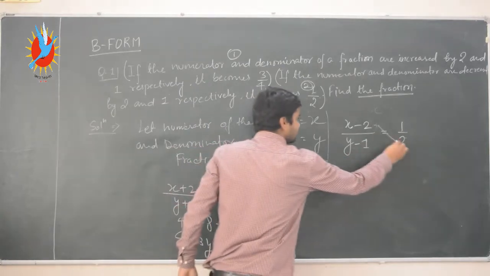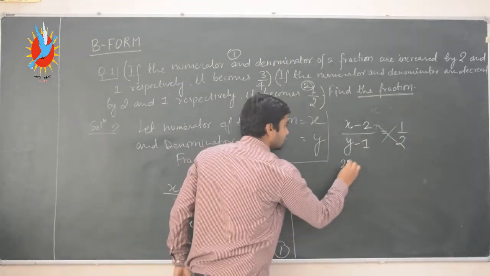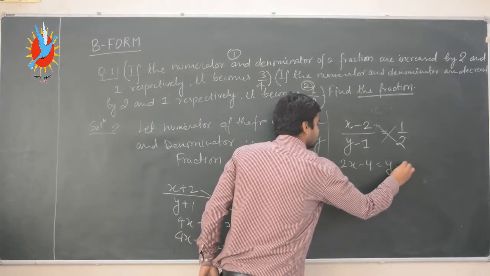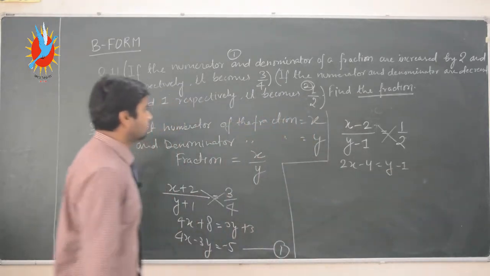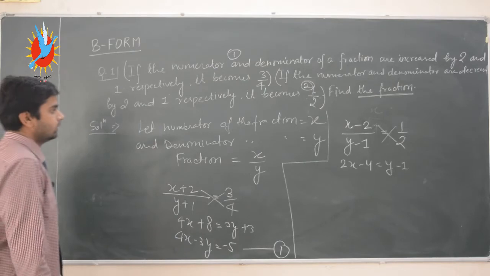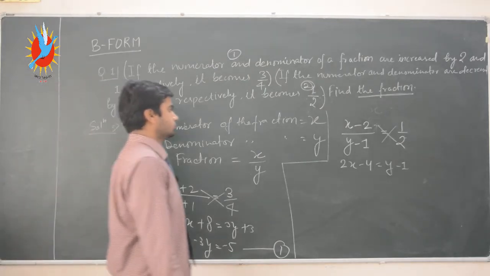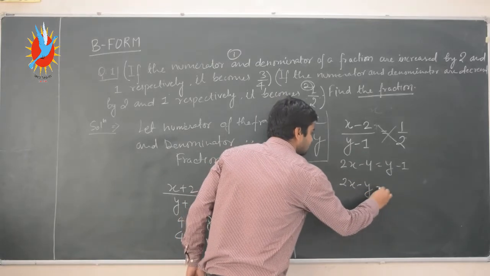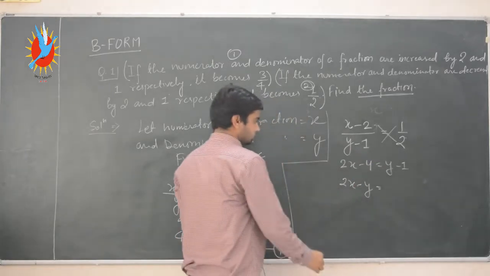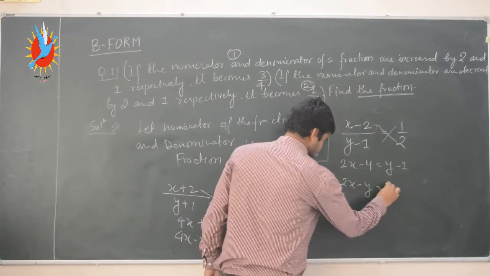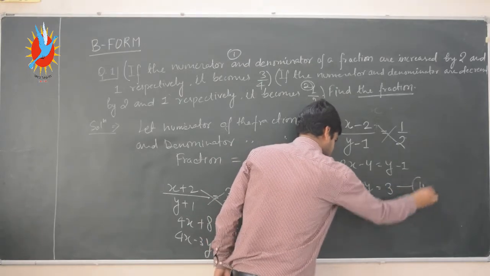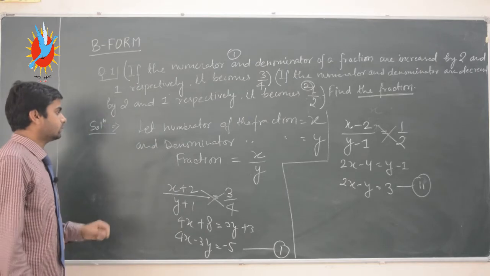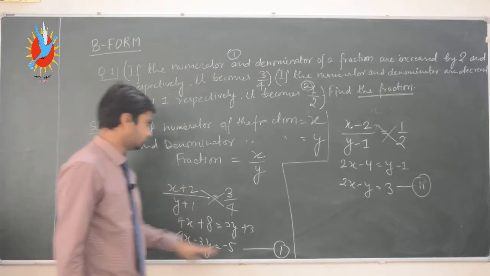Now cross multiply and we get 2x minus 4 equal to y minus 1. This gives us 2x minus y equal to, taking this to the right side, positive 4 minus 1, that is 3. So this is our equation 2. By translating condition 1 and condition 2, we got equation 1 and equation 2.